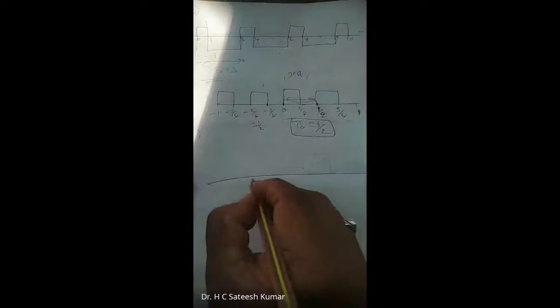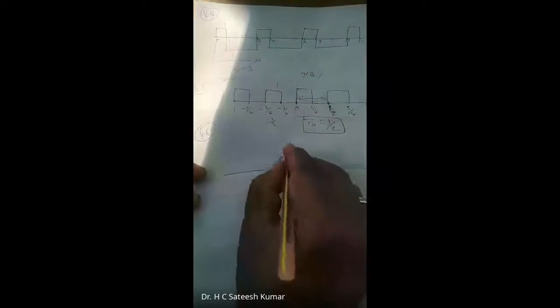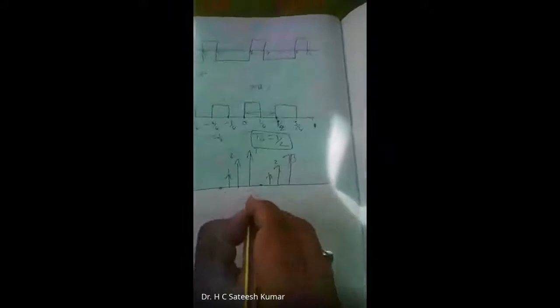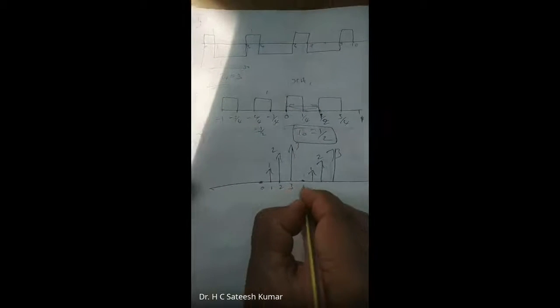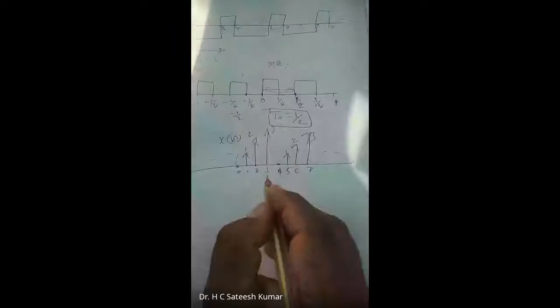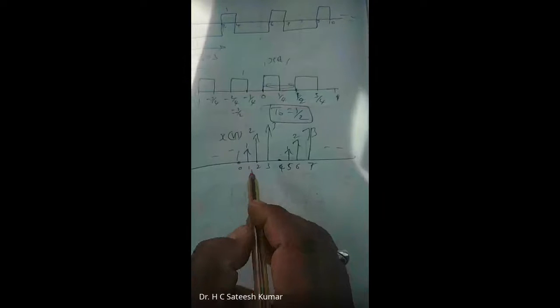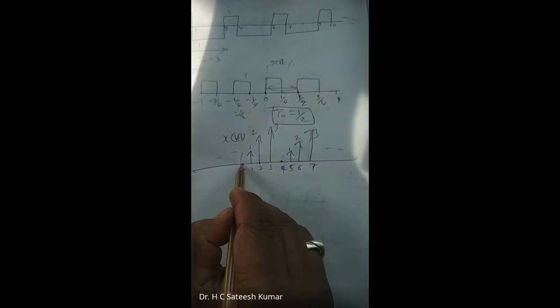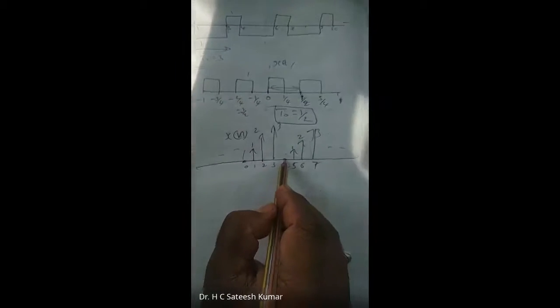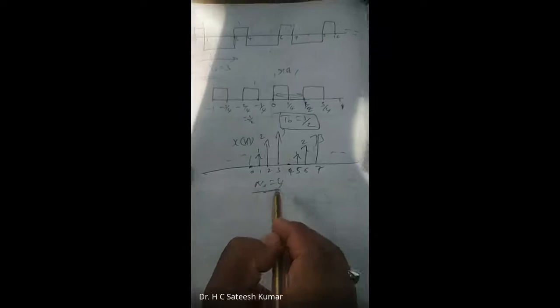Let us say something like this: 1, 2, 3, 1, 2, 3, 0, 1, 2, 3, 0, 3, 4, 5, 6, 7, and so on. So you count the number of elements. Here there is also an element with amplitude 0. 1, 2, 3, 4. Once again repeating. Therefore, n naught is equal to 4. That's how we should do it.